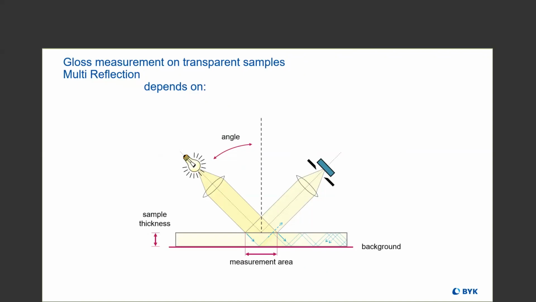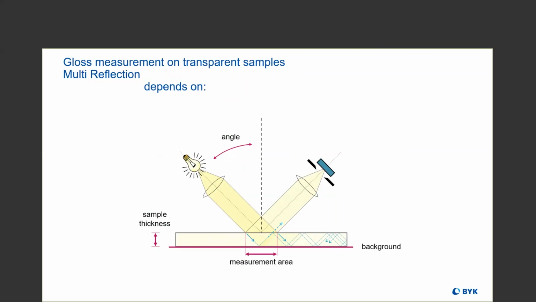And this is also why we recommend, again, measuring or comparing values taken only on samples with similar thicknesses. If you compare measured gloss values on samples with different thicknesses, you might get different measured values even if the apparent gloss, the visual gloss, is the same.